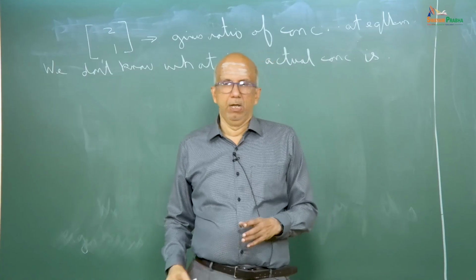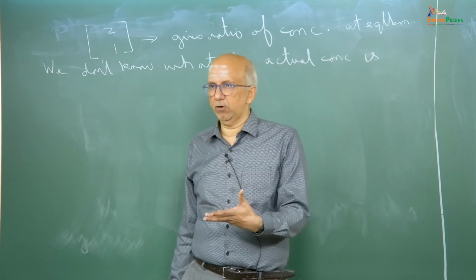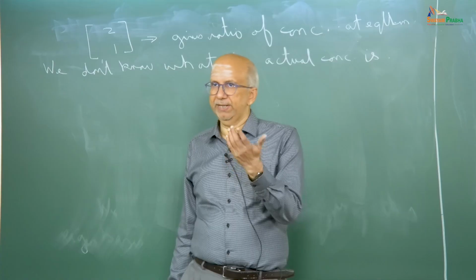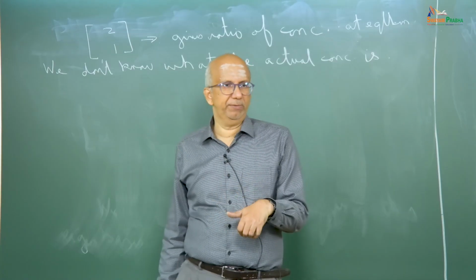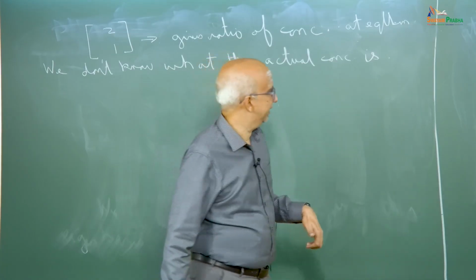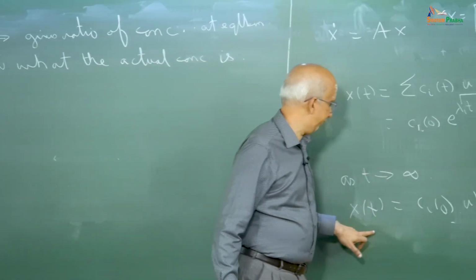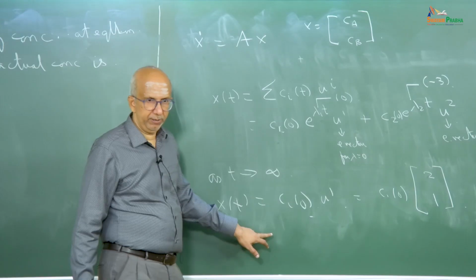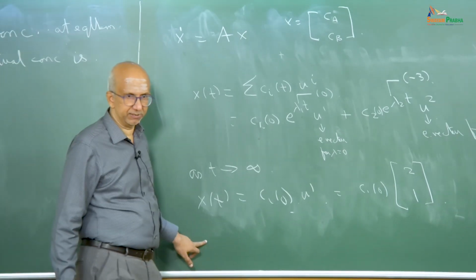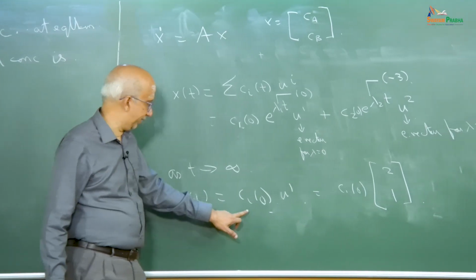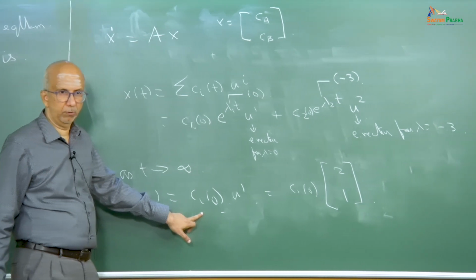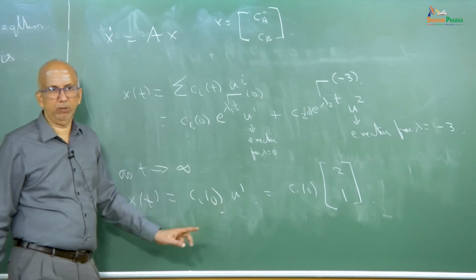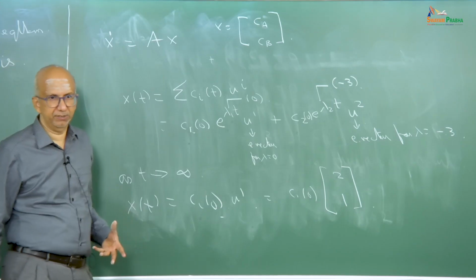Okay. If you want to find what the actual concentration is, you need some additional information. This additional information is coming from the initial condition, because I have to use at time t equal to 0 what was my initial concentration, which is x, and then find out Ci of 0. Then I can find what the equilibrium concentration is, the actual concentration is.